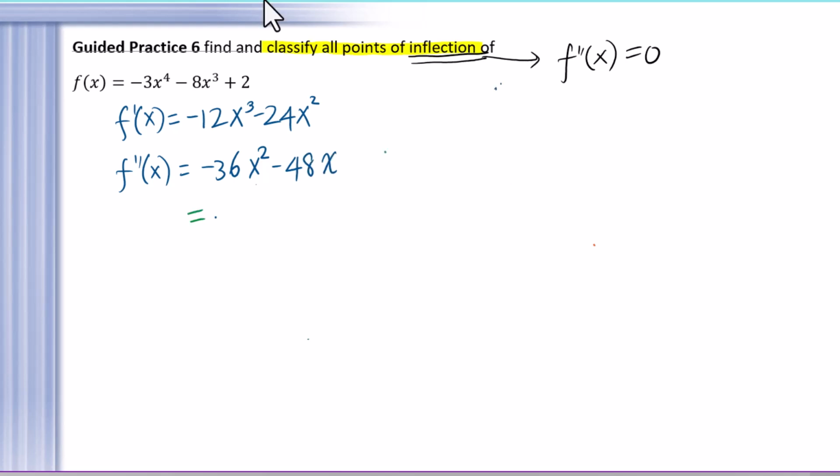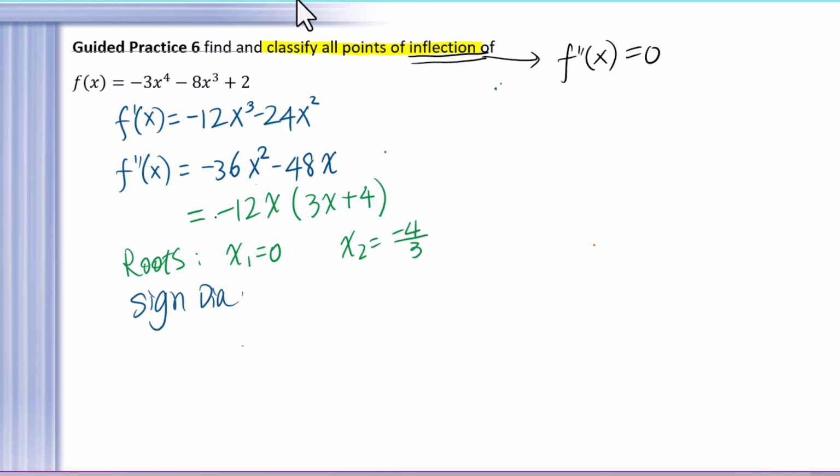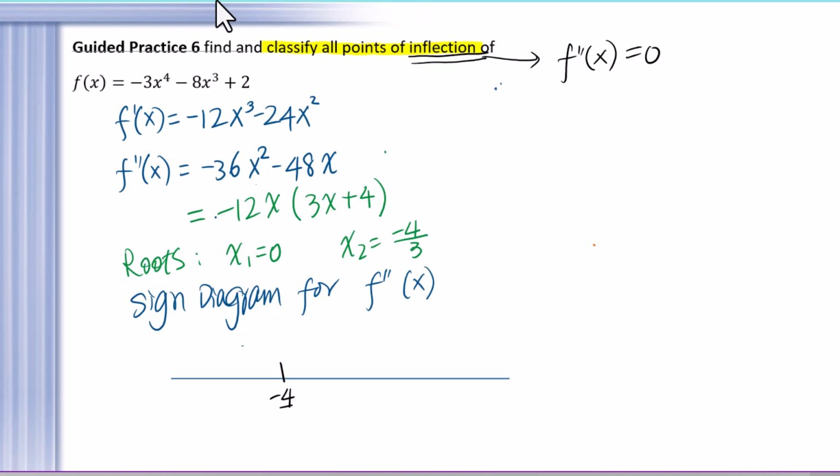Common factor, negative 12x times 3x plus 4. Then we will draw the sign diagram for the second derivative. Roots: x1 equals 0, x2 equals negative 4 over 3. Sign diagram for f double prime of x: negative 4 over 3, 0. Let's use 1 as the number to test.